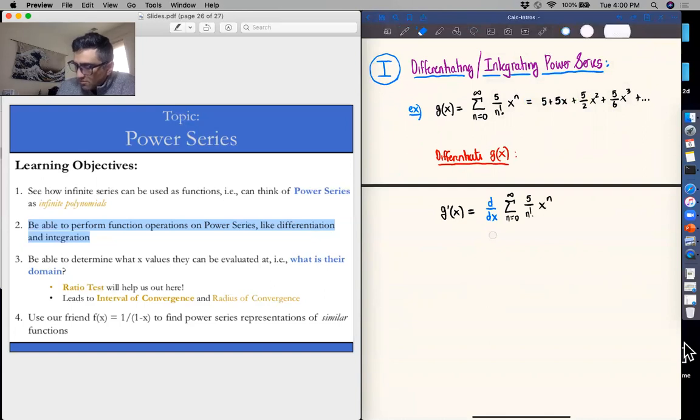So again, we're taking the derivative of both sides of that g of x equation. G of x equals that power series. We're taking the derivative of both sides. That left side is just g prime. That right side, we're going to hit with the derivative with respect to x, which is what that d over dx represents out in front.